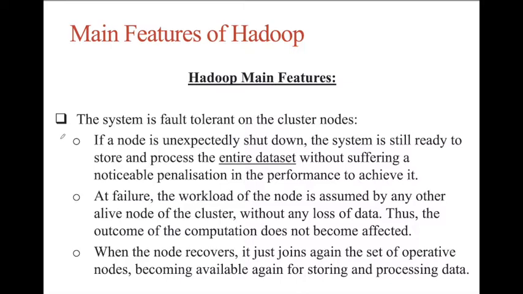These are some of the main features of Hadoop with relation to failure tolerance. Basically, if for some reason one of the nodes or computers fails, and it's not working at all, we cannot reach that computer, let's say that it's a hardware failure or something like that, then the system is still going to be able to process the entire data set without huge penalizations. That's something that we have to take into account. It's still going to be able to process data.